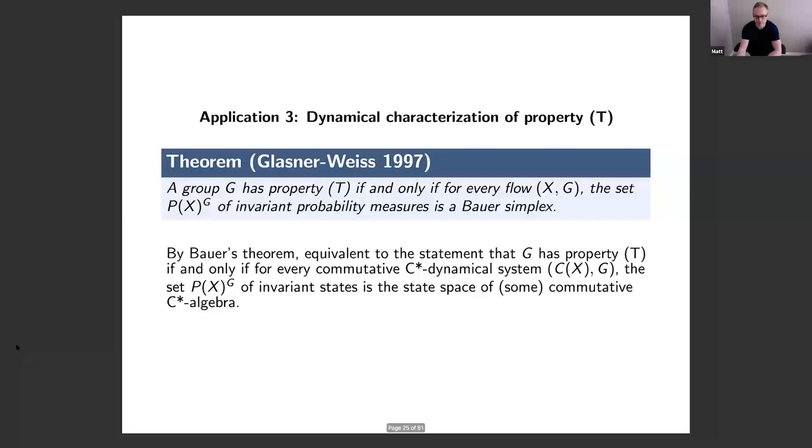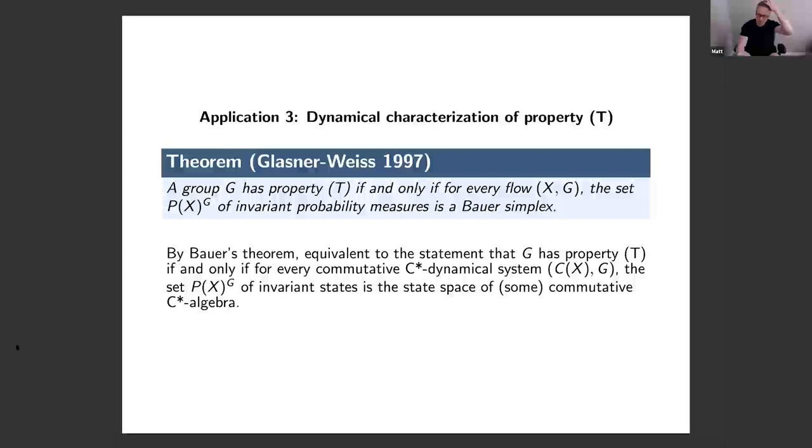Now, by Bauer's theorem, we know that Bauer simplices are exactly the state spaces of unital commutative C-star algebras. So what this says, if I translate, is that G has property T if and only if, whenever I look at the action of G on a commutative C-star algebra, so a commutative C-star dynamical system, then the set of invariant states is the state space of a commutative C-star algebra. Not necessarily all that closely related to the C-star algebra that I started with.